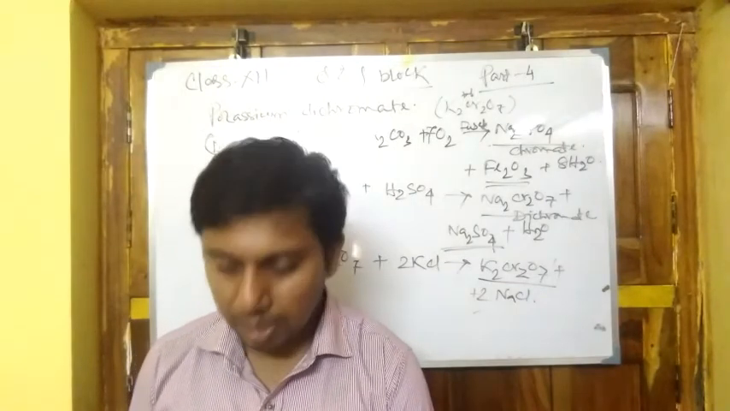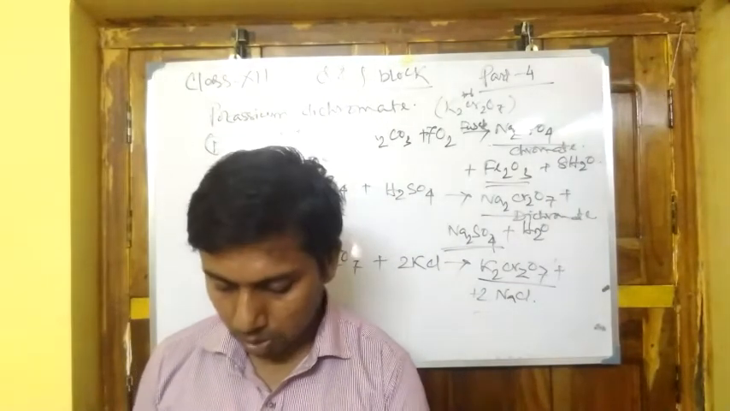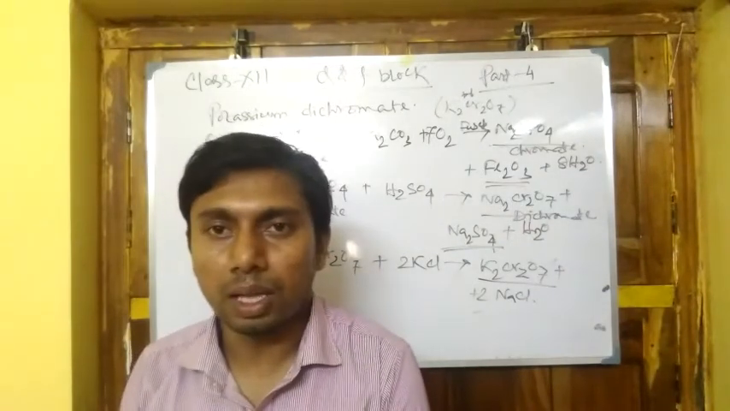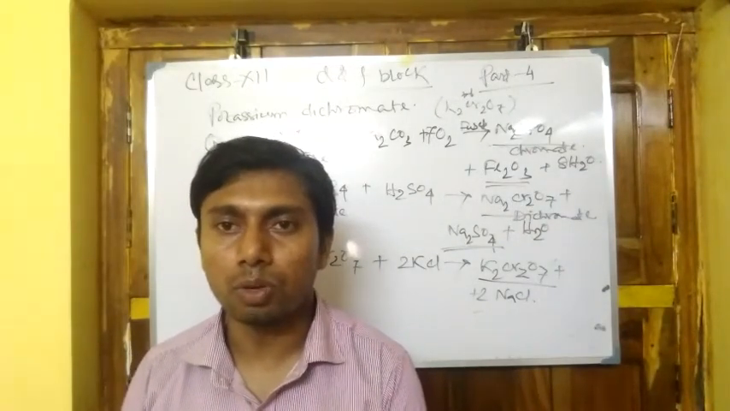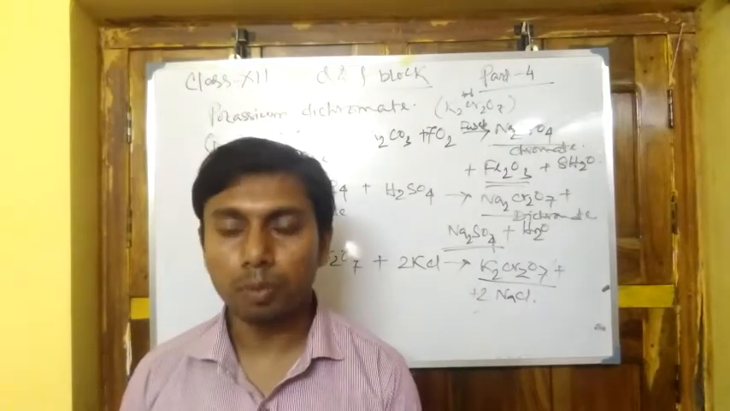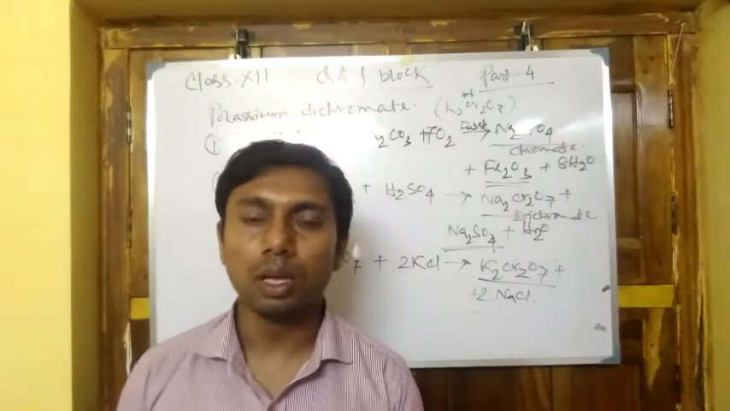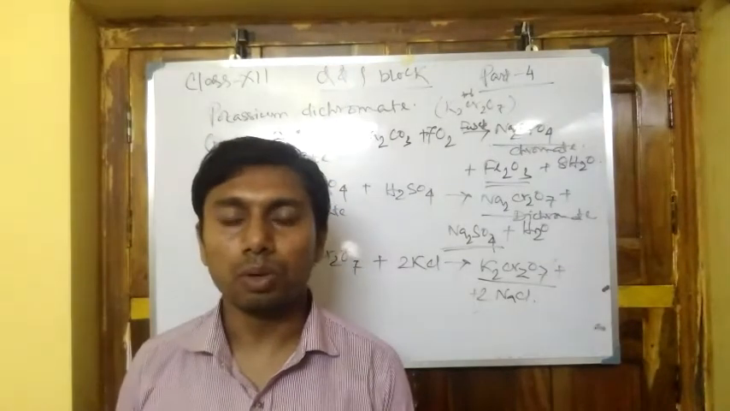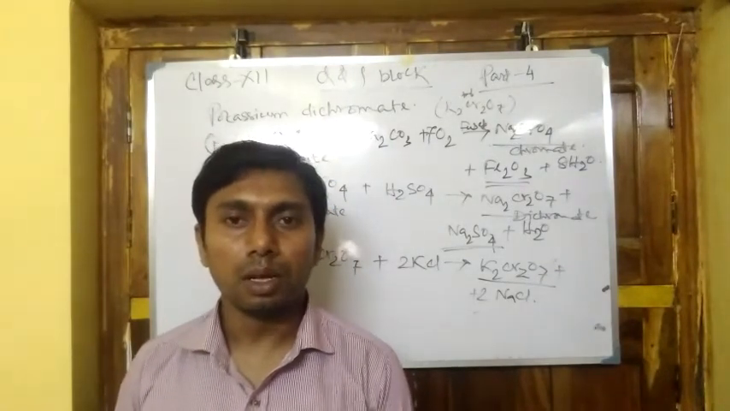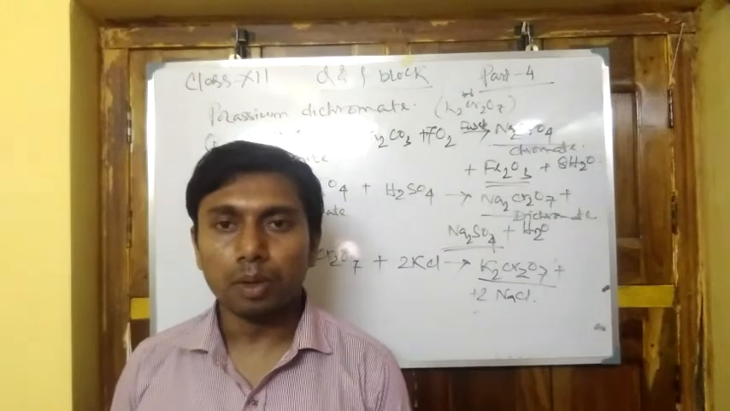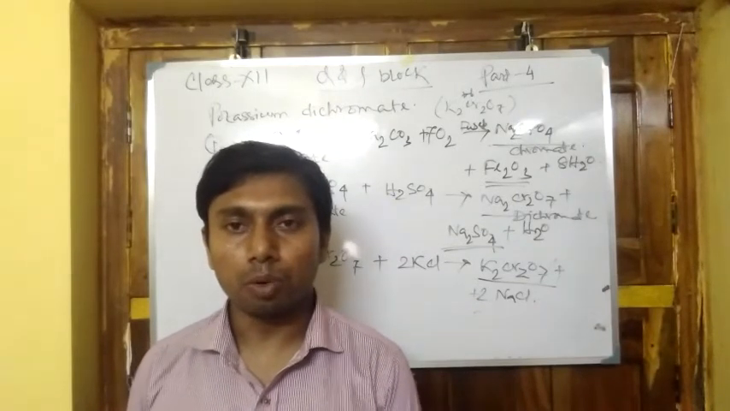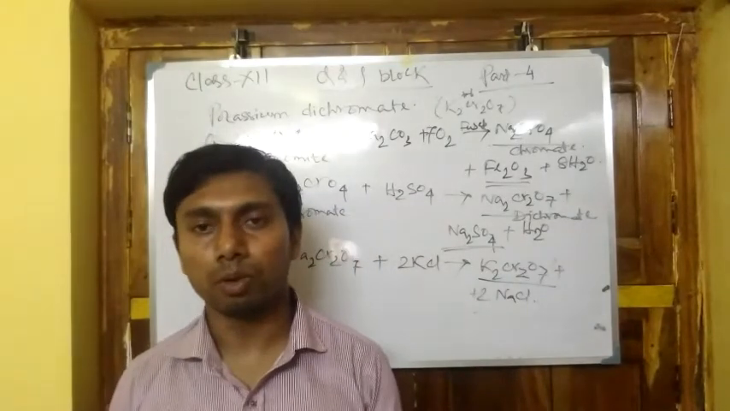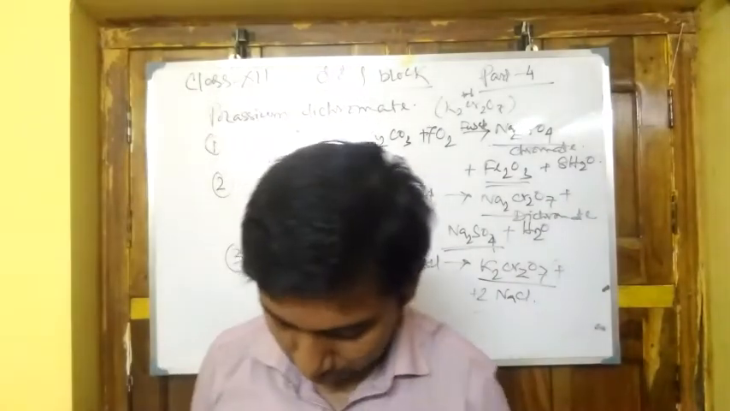Reactions with alkali: there is an equilibrium between dichromate and chromate. When dichromate is treated with alkali, it will produce the yellow chromate, and when chromate is treated with acid, it will revert back to dichromate. So here is the equilibrium. In basic medium, dichromate goes to chromate, and in acid medium, chromate goes to dichromate.